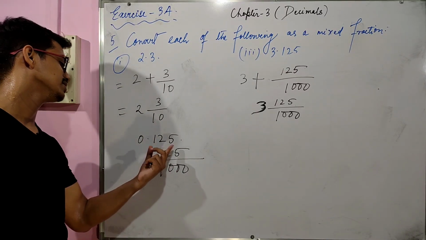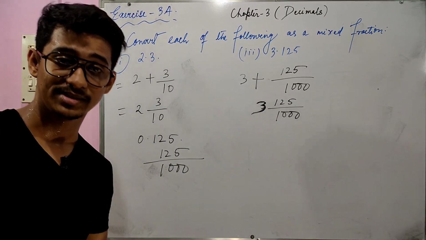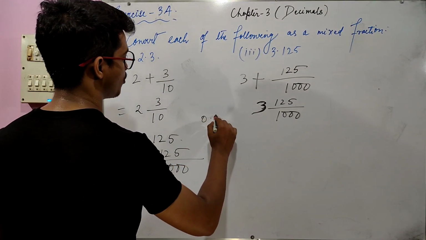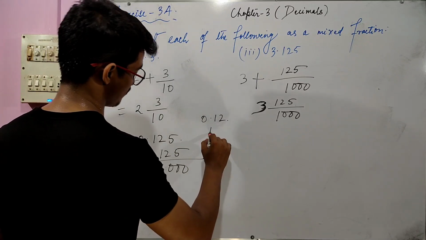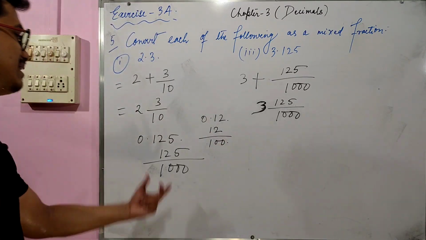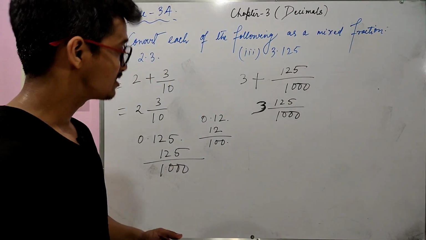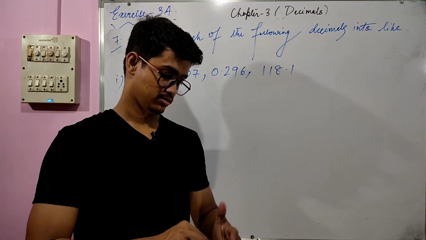So how many numbers are there? 3 numbers. So in the denominator, how many zeros will be there? 3 zeros will be there. If the number of digits after the point is, let's say, 2, then what do we have to write? 100, right? So that is the easier process of solving this particular question. I think this question is much clearer to you now. So let's jump into the next question.